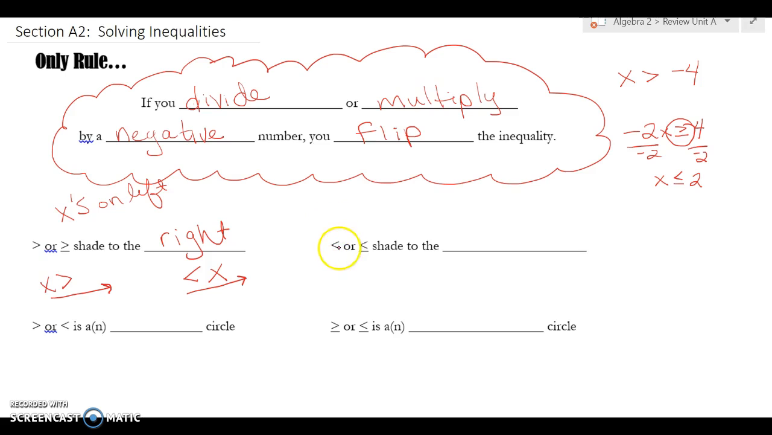Over here, this says less than. And so this time we're going to shade to the left. So if I have an x less than, I'm going to go to the left. But again, if it's on the other side, this says x is less than, I'm also going to go to the left. So you can't just go by the arrows, right? The inequality sign does not always tell you where to go.